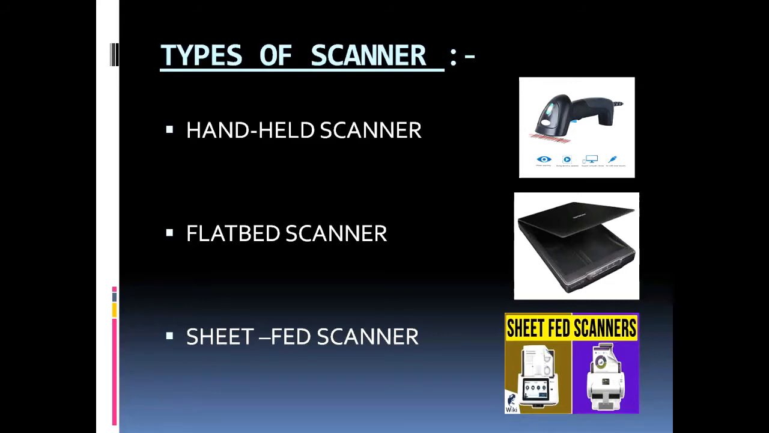A scanner that feeds each sheet of paper across a non-moving scan head. This is different from the flatbed scanner, in which the paper is laid on the glass and the scan head moves.